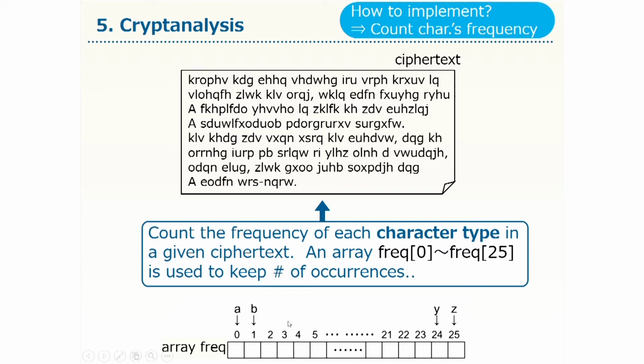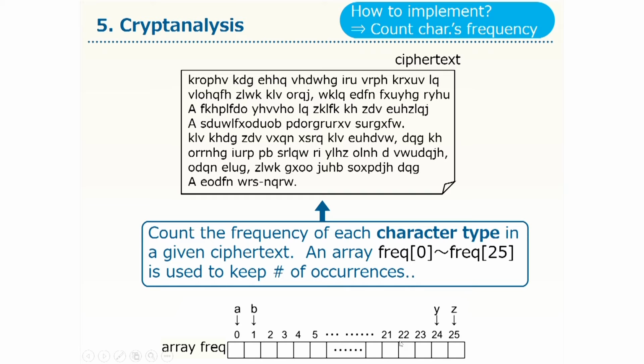Here, indices of the array correspond to the distance from letter A in order. That is, the letter A corresponds to index 0, B corresponds to 1, and so on, until the last letter Z, which corresponds to index 25. Recall that the codes for these lowercase English letters go in order, starting from A. Thus, the index of each letter is nothing but the distance of the letter from A, or more specifically, the difference of its code and the code of the letter A.